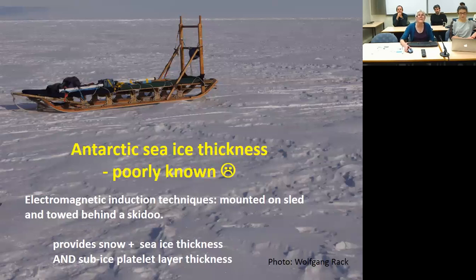And here's the University of Canterbury's EM device sitting on a sled in Antarctica. So what we can do is put this on a sled and then tow the sled around behind a skidoo. And this not only gives us the snow plus sea ice thickness, but we can also get the thickness of this layer of slushy, mushy ice underneath, the sub-ice platelet layer. And this is work that's being done as part of Gemma Brett's PhD at the University of Canterbury.